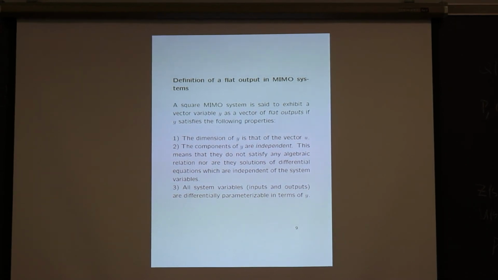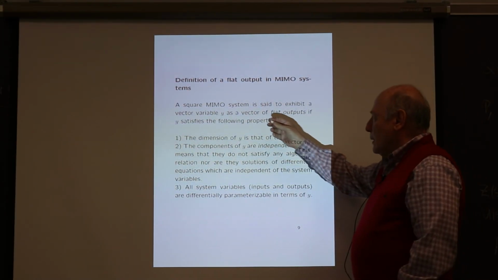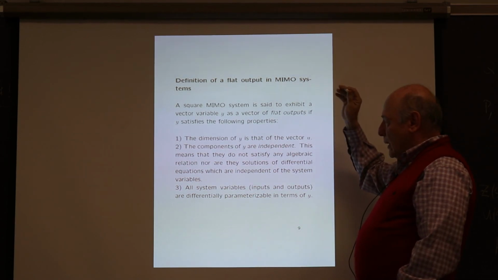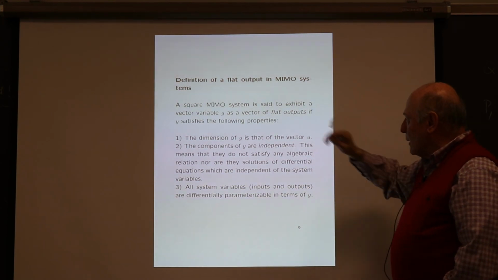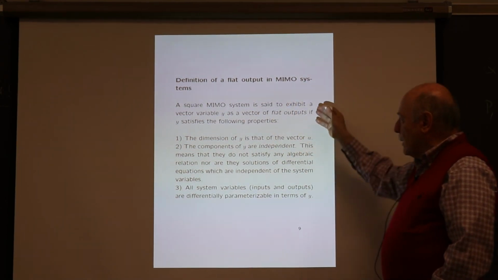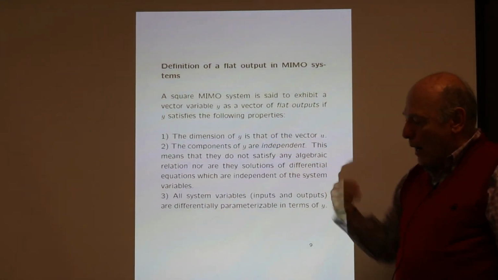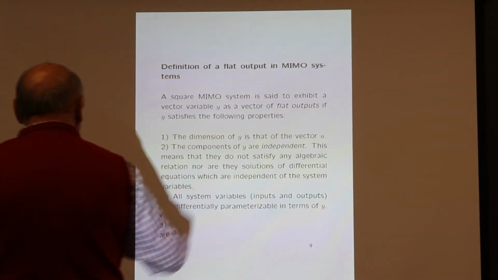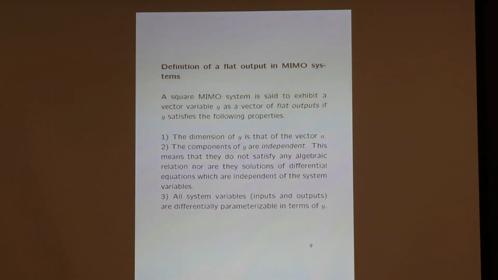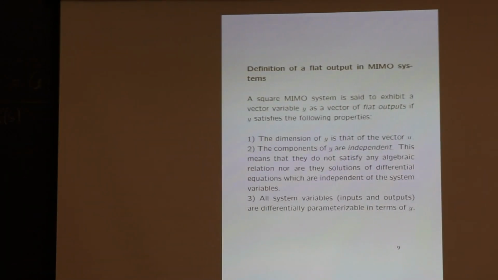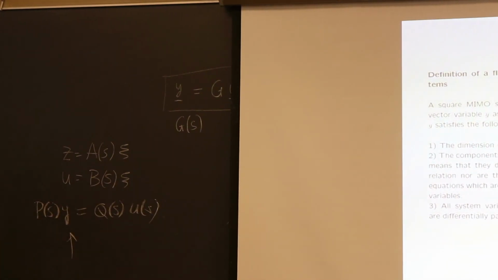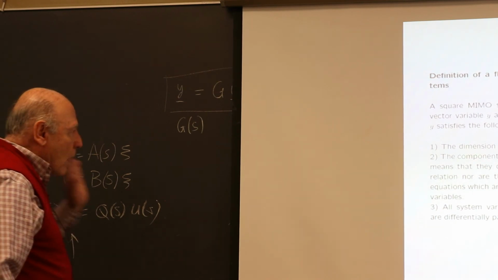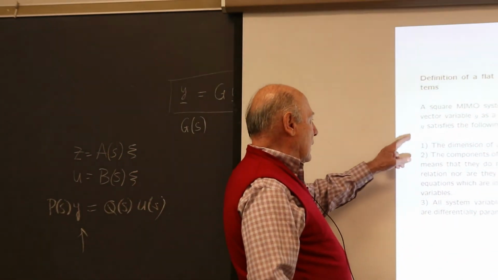So we go for the formal definition of a flat output in MIMO systems. A square system will exhibit a set of outputs y, which is m-dimensional, as a vector of so-called flat outputs if it satisfies the following conditions. So in this representation, when can y be considered to be the flat output? Well, for that representation, y will be the flat output if two conditions are satisfied.